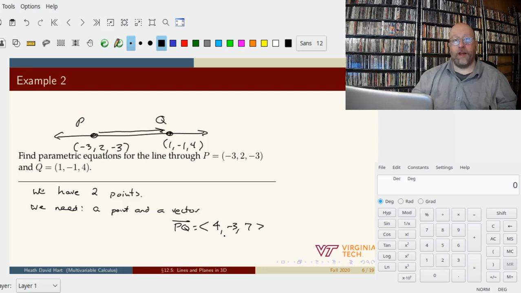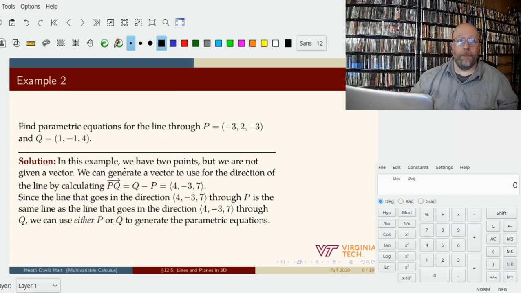This vector is going to get multiplied by t and then added to our starting point. Okay? So in this example, we have 2 points, but we're not given a vector. We generate a vector to use for the line by calculating PQ, which is the same thing as Q minus P, which is 4, -3, 7.